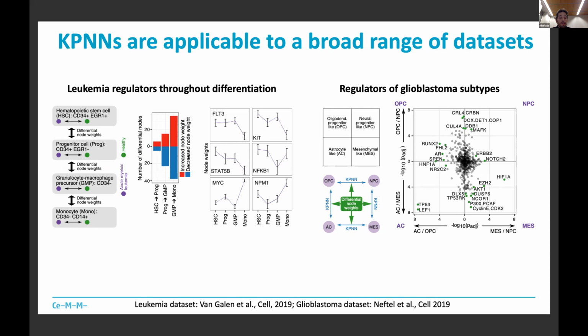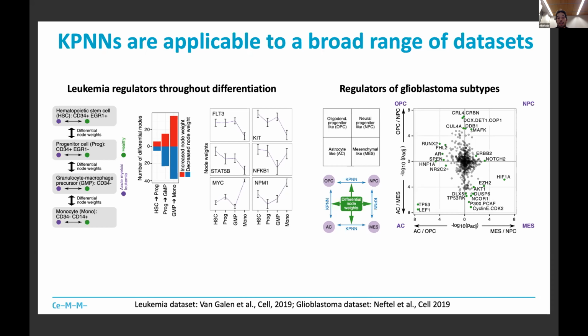So here we have a different data set from acute myeloid leukemia. In this acute myeloid leukemia, these AML cells can come from different stages of hematopoietic development. So they can be more similar to hematopoietic stem cells or progenitor cells or myeloid precursors or monocytes, for example. And I trained KPNNs at each of those stages to predict between the AML cells and the healthy cells and identified regulators important at the different stages.